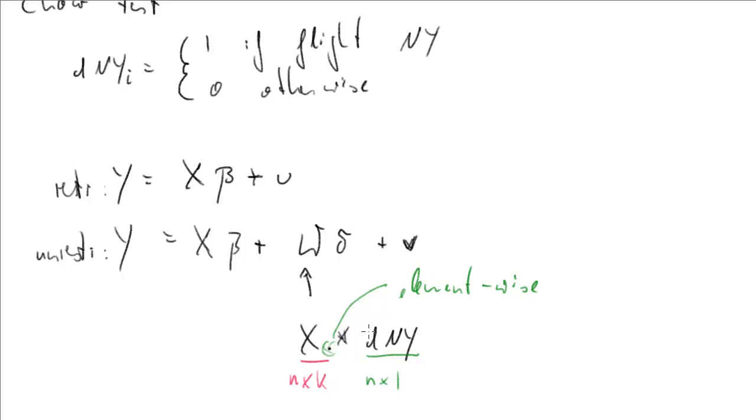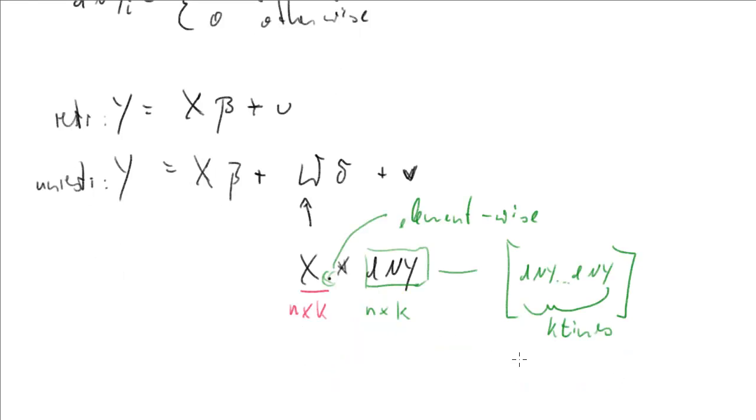So really, what we want to make out of this guy here is an n by k matrix. And we'll do this by basically attaching dny next to each other k times. Okay, so we have k times dny next to each other, and that will then be an n by k matrix. And then we can element-wise multiply these two together. Okay, the 1-1 element times the 1-1 element from here, the 2-1 element times the 2-1 element from here.